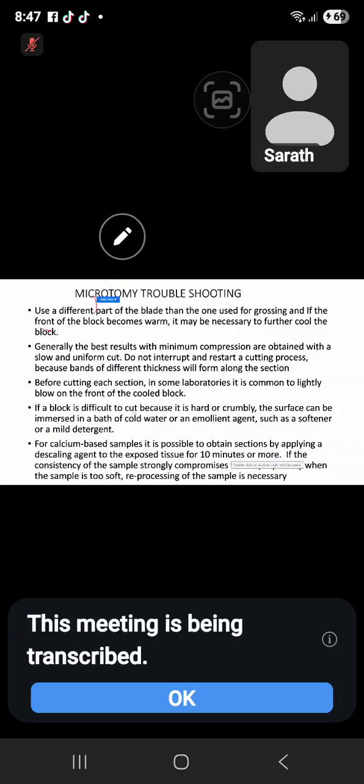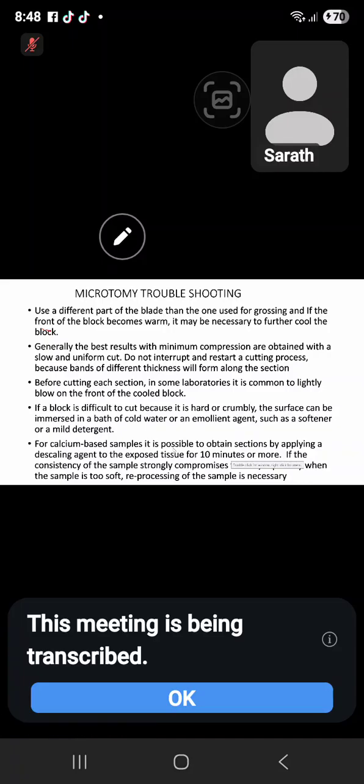If a block is difficult to cut because it's hard or crumbly, the surface can be immersed in a bath of cold water or emollient agents such as a softener. Earlier I also mentioned a softener can be used, a mild detergent. If the section is hard, you remove the block and keep it submerged inside the cold water or mild detergent. Then the hardness will disappear.